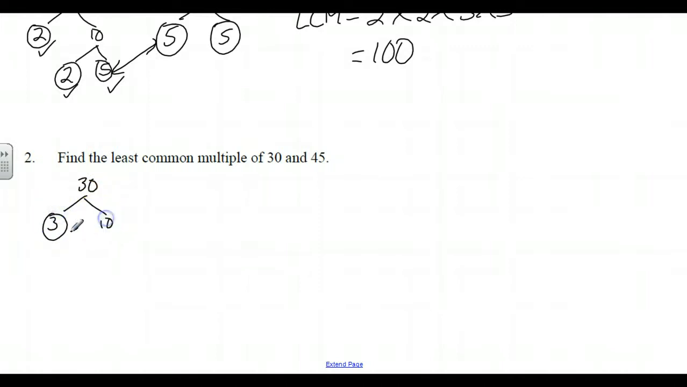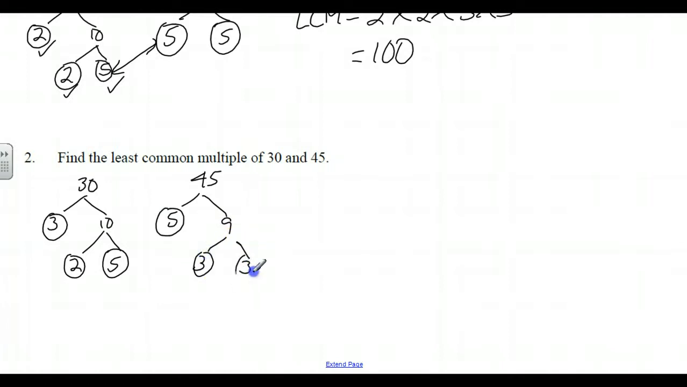down a tree. 3 times 10. 10 is 2 prime times 5. So you can see we're going to need a 3, a 2, and a 5 in here. 45 is 5 times 9. 5 is prime. 9 is 3 times 3.